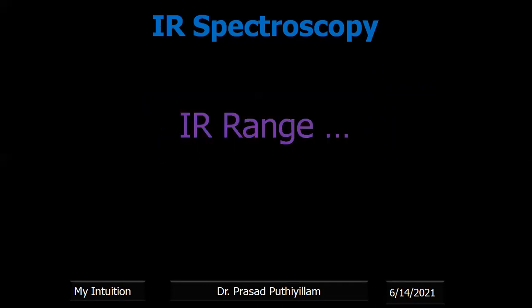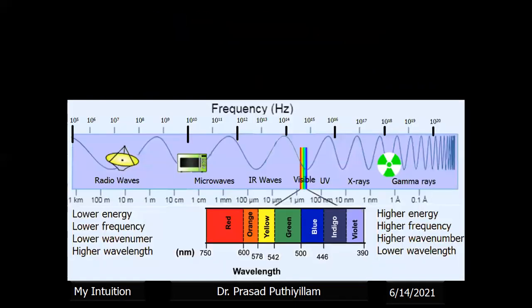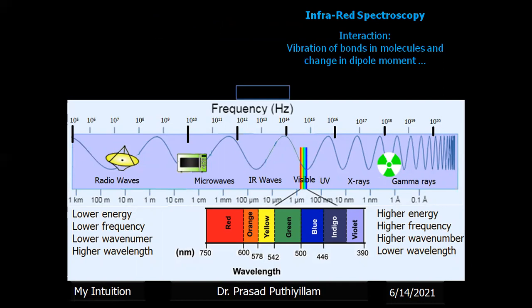Therefore, if you discuss the IR range, this is the electromagnetic spectrum that I used to explain the spectroscopy techniques in my first class on spectroscopy, in which the frequency range of 10 to the power 12 to 10 to the power 14 we call infrared spectroscopy. It involves the IR radiation interaction with matter, which is the vibration of bonds in molecules, and which changes the dipole moment. If there is a dipole moment change, then the IR spectrum will give the spectra.